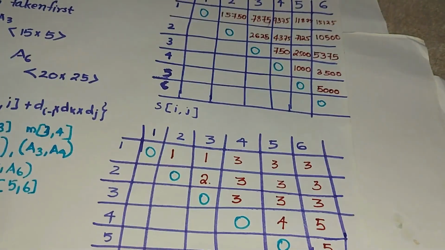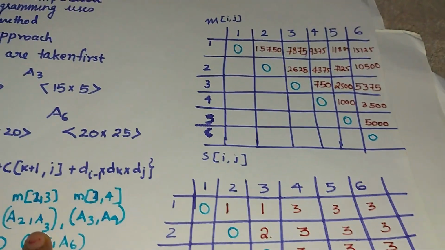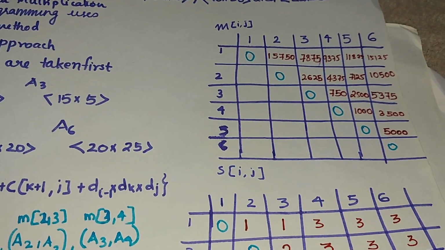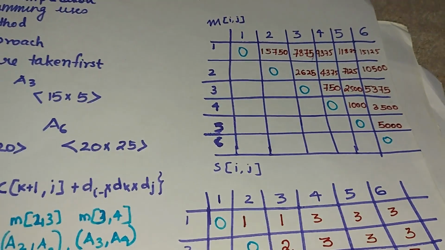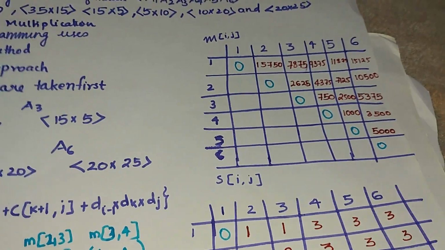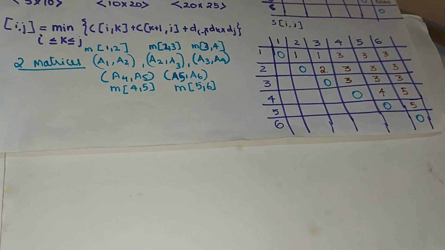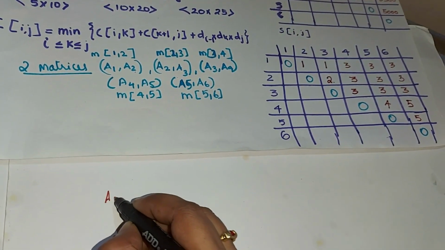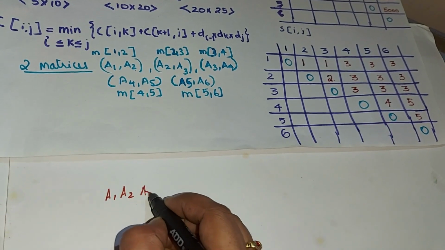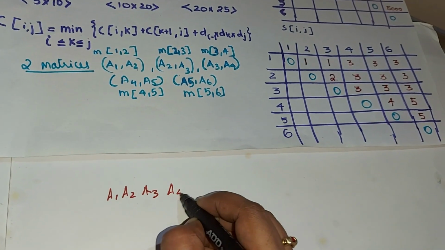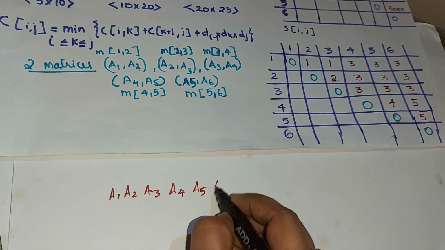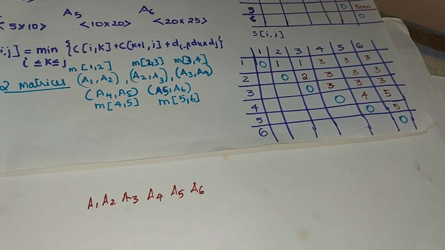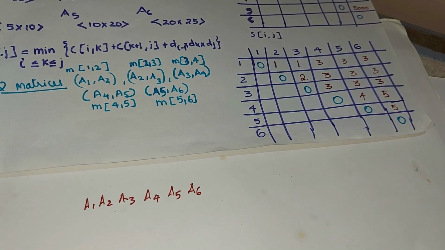So we have gone through all the possibilities here. Now we have to find out the optimal order, or the optimal solution. First you have to write A1, A2, A3, A4 and A5 into A6. It will give the optimal way of matrix multiplication by providing the parentheses and all.